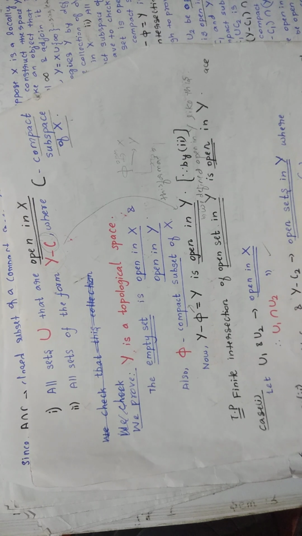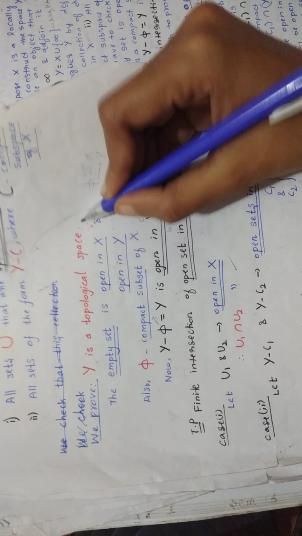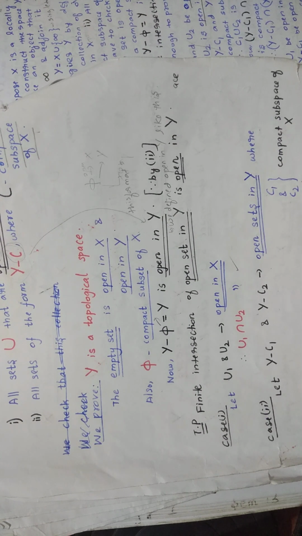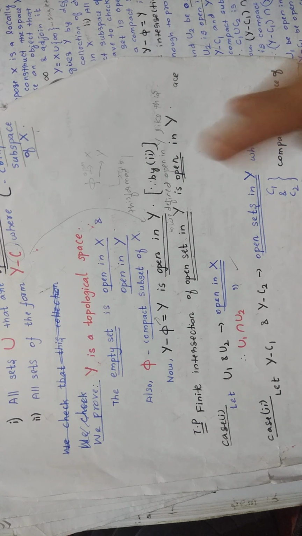Here is the continuation of theorem 29.1. Okay, so let me continue from this. You are proving Y is a topological space. To prove this you have to prove three things. Let me show you that.